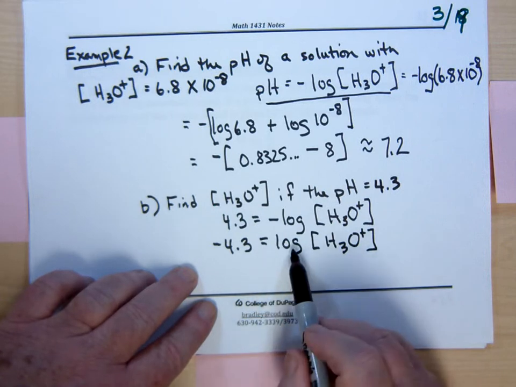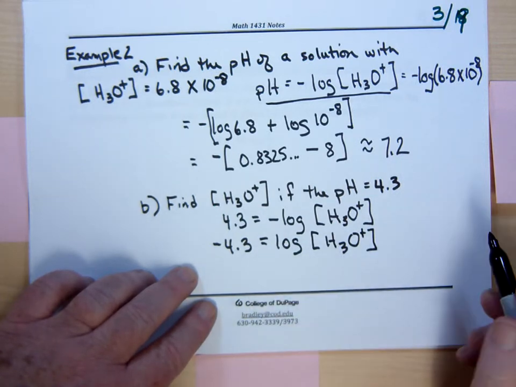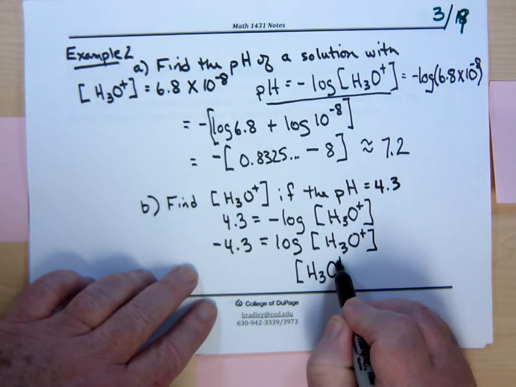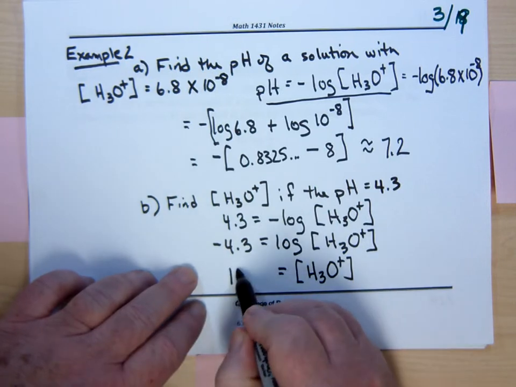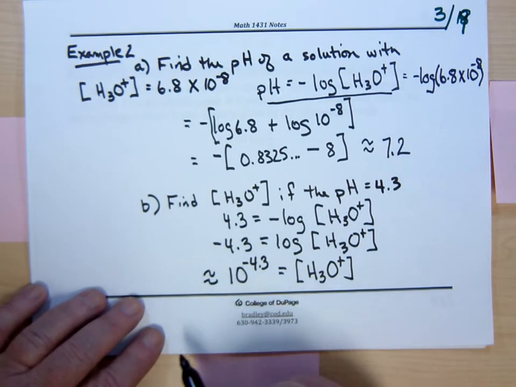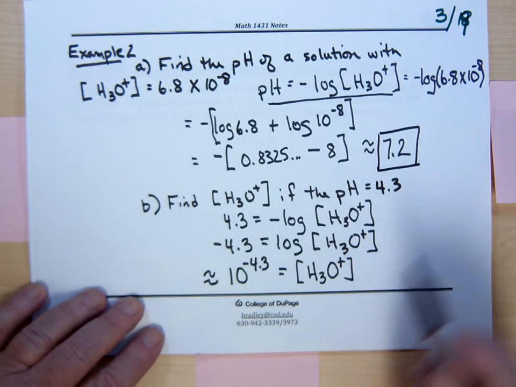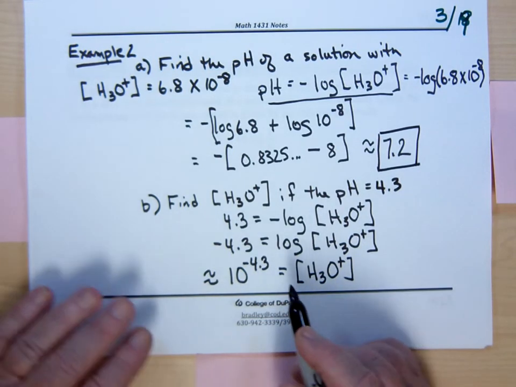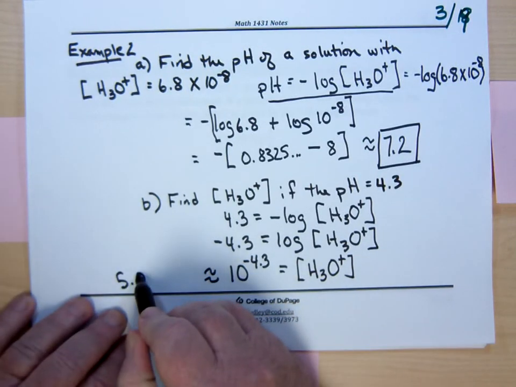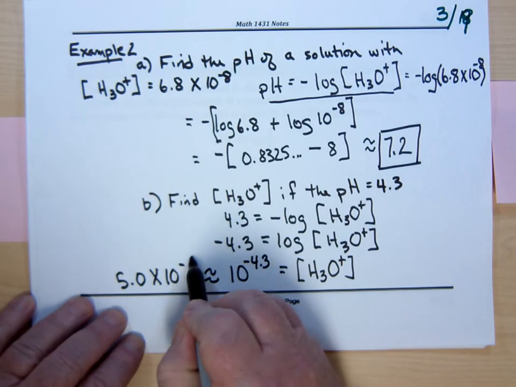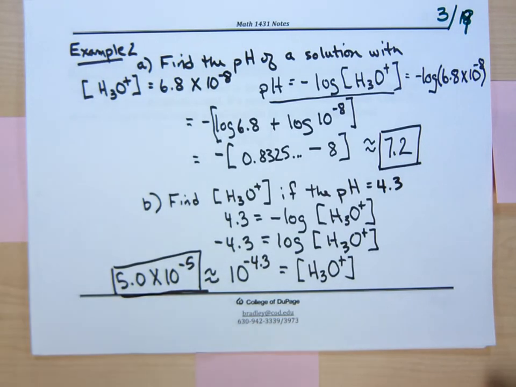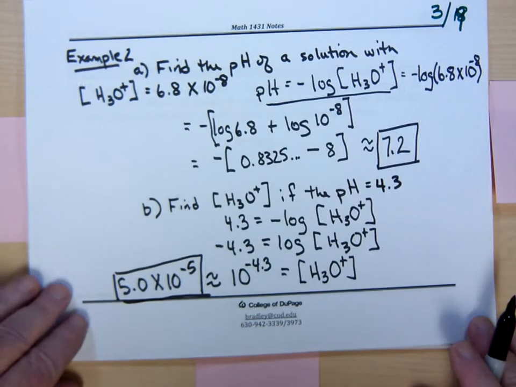So that means I could move my minus sign to the other side, and I could have the logarithm base 10 of this is equal to minus 4.3, so that tells me that this is equal to 10 to the minus 4.3 exactly, and that's approximately equal to 5.0, there could be more digits there, times 10 to the negative 5. So that is this example dealing with pH values.